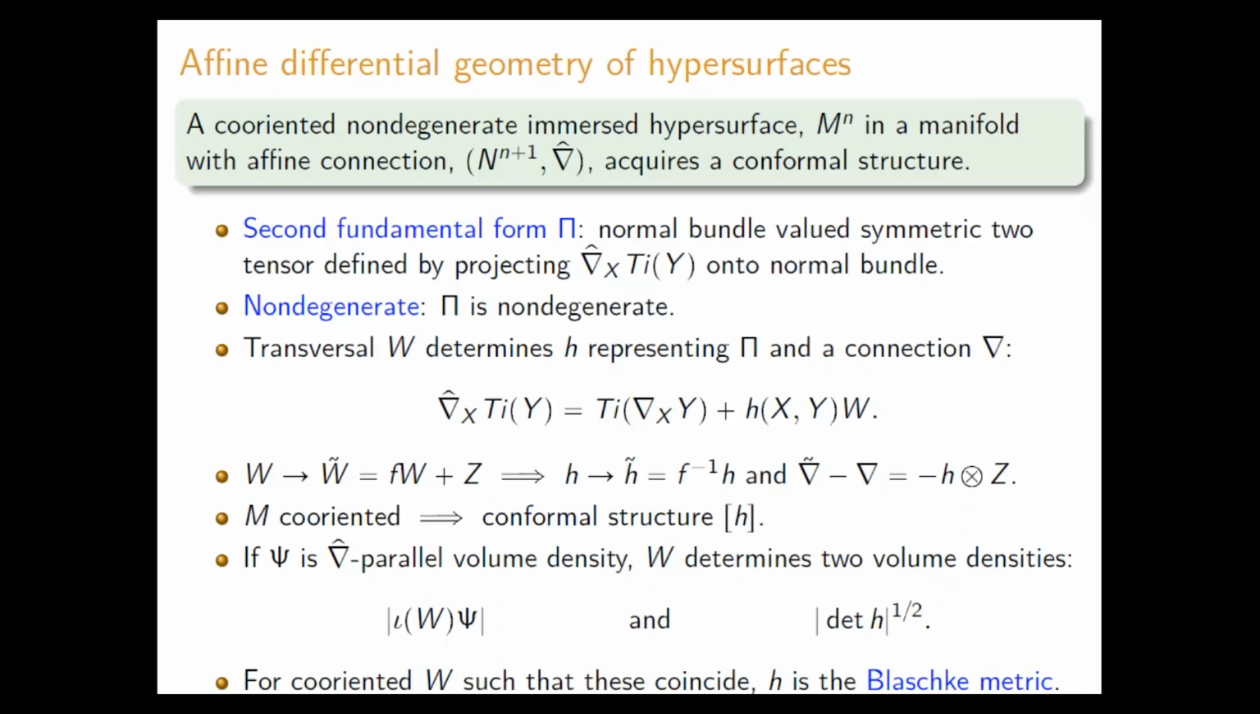And so in particular, if my manifold is co-oriented, that means that I can choose these F's to always be positive, so that the W's are always consistent with the co-orientation. Then I actually get a conformal structure on the submanifold.